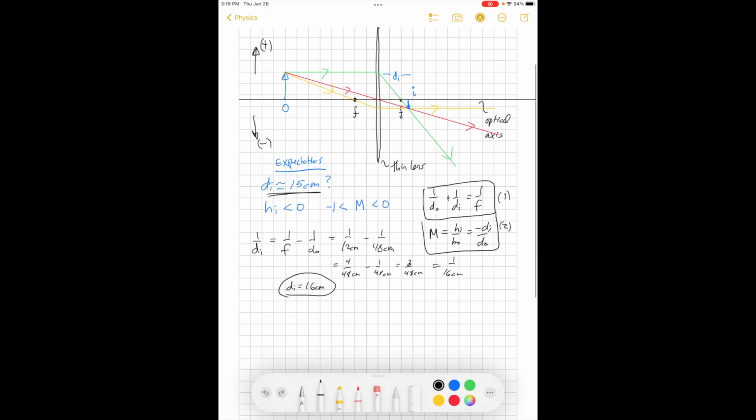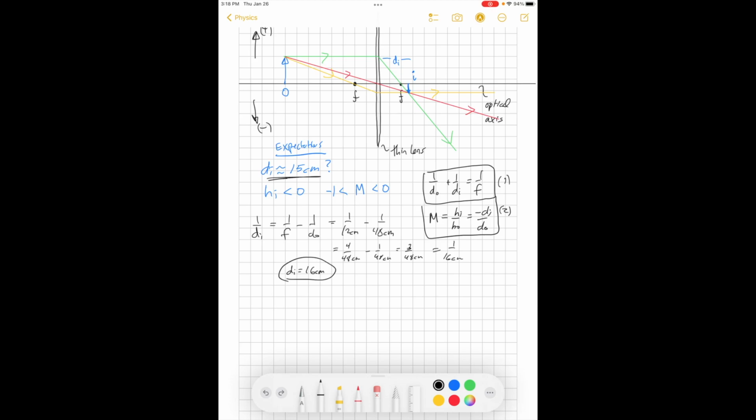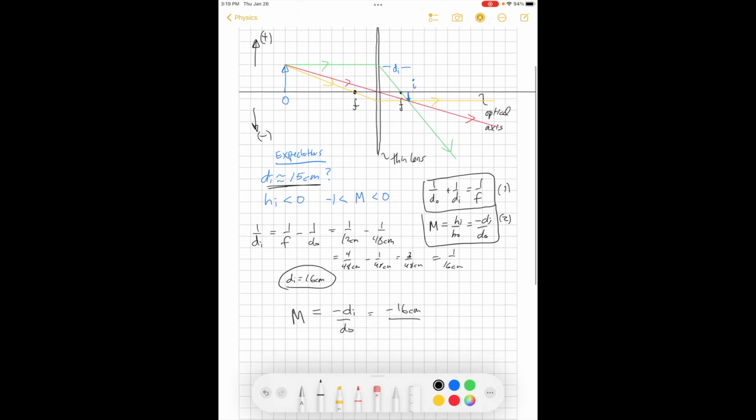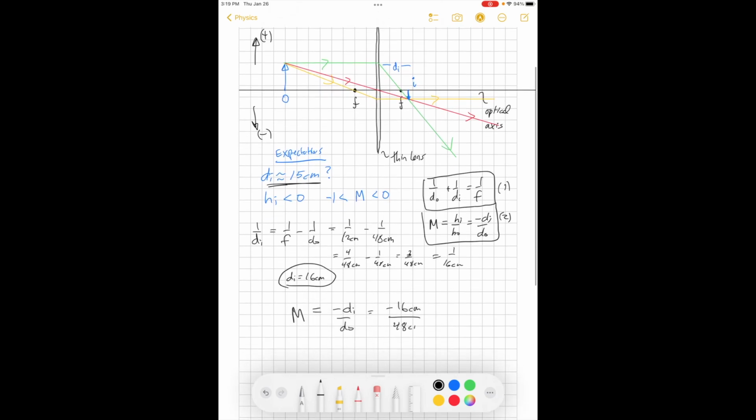Now, as far as the image height and magnification, let's go ahead and compute the magnification. That's maybe the easier thing to do at the beginning. I don't have the image height yet, but I do have the image distance. So I'm going to write this as minus DI over DO, which is minus 16 centimeters over the object distance, which we were told was 48 centimeters. And you'll notice the centimeters cancel. That's equal to minus 1/3. So that is the magnification.